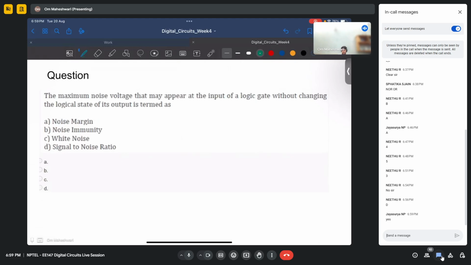The maximum noise voltage that may appear at the input of a logic gate without changing the logic state of its output is termed as... So, critical question. I'll just tell the answer. Answer is noise immunity. If you see the first video, it will be clear in that.